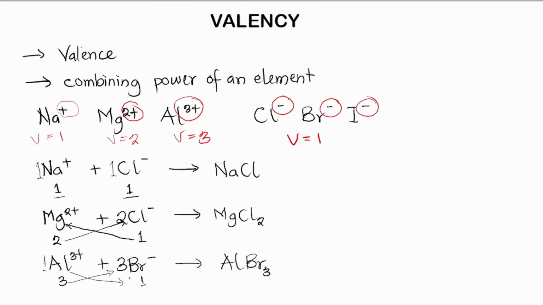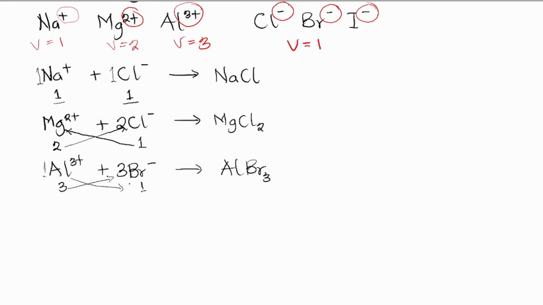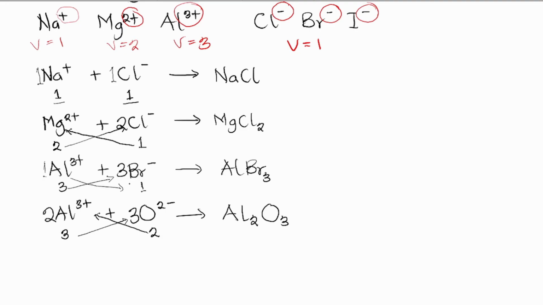Before we proceed, let's look at one more example. Say between aluminium and oxygen. As we've seen earlier, aluminium has a valency of 3 and oxygen has a valency of 2. If aluminium and oxygen were to combine to form a compound, we would need 3 atoms of oxygen to combine with 2 atoms of aluminium, so therefore we'll have aluminium oxide. It is indicated within the compound of aluminium oxide that we have 3 oxygen atoms and 2 aluminium atoms.